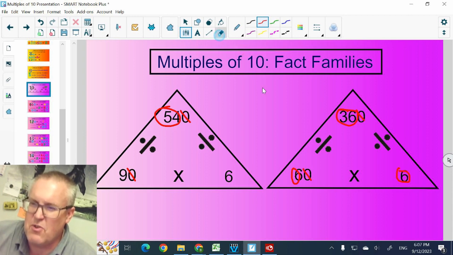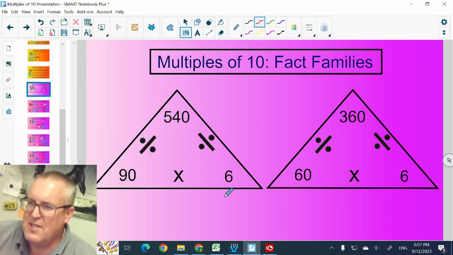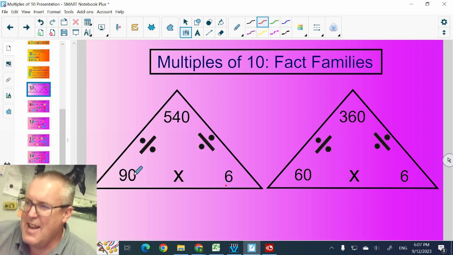Let's do the multiplication just to review real quick. So on the multiplication side, remember that we can do 6 times 9. Pretend the 0's gone for a second. 6 times 9 is 54. Then we just slap that 0 back. Or if we go 90 times 6, get rid of that 0. 9 times 6 is 54. Then we just put that 0 back.